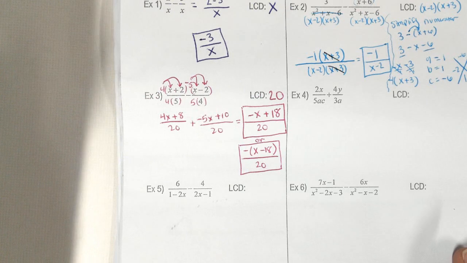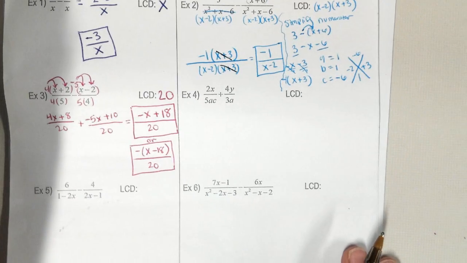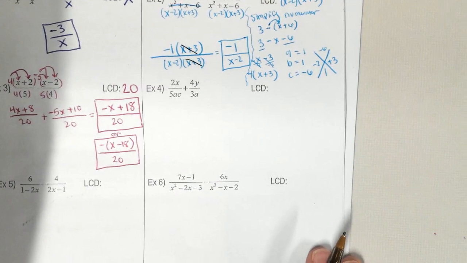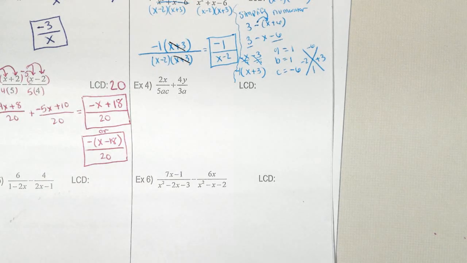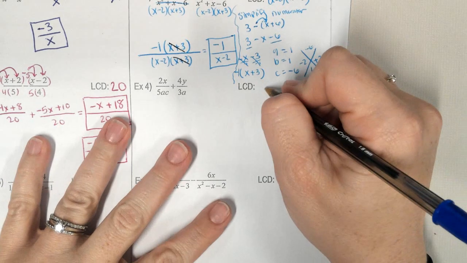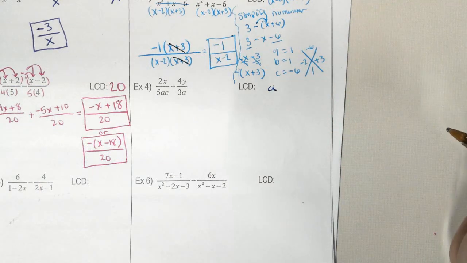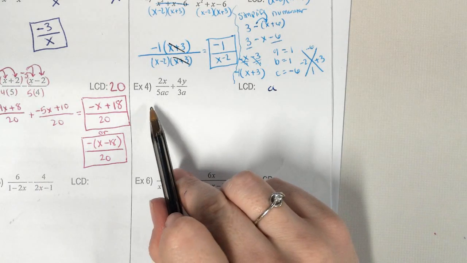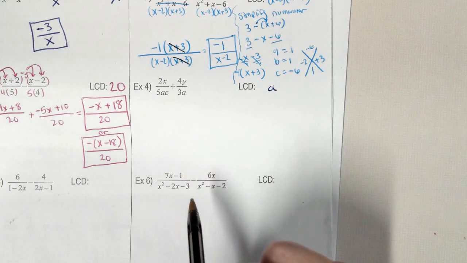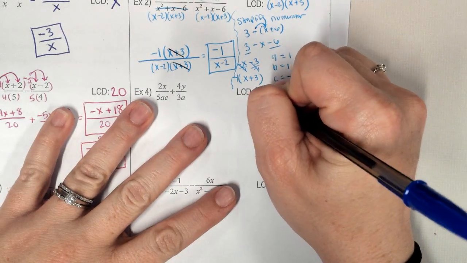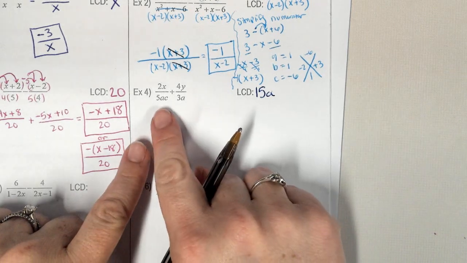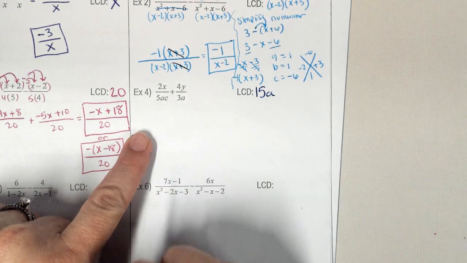Okay, let's look at number 4. Okay, so looking at the denominators, do they already match? No, what do they already have in common, though? A, so I know that that's going to be part of my LCD. Okay, looking at just the numbers 5 and 3, what can 5 and 3 both become? 15.